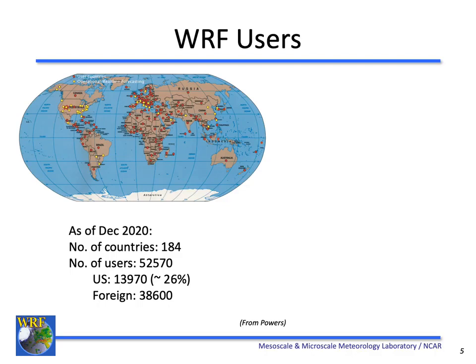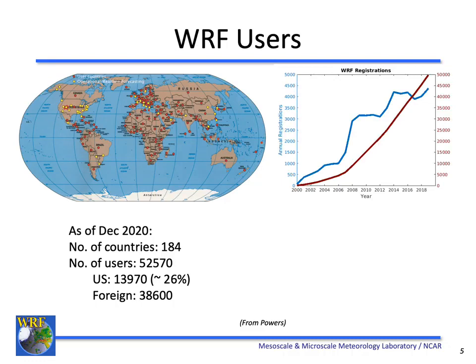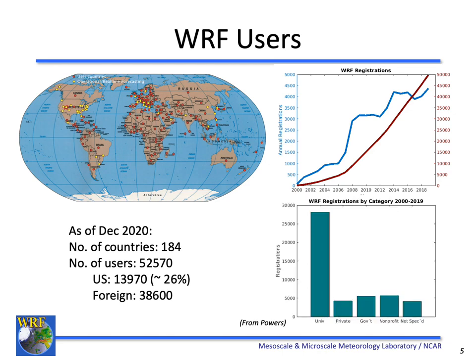As of the end of December 2020, we have WRF model users from 184 countries and nations, with a total number of users over 52,500. The US has the largest number of users at about 26% of the total. The number of new users has leveled off at about 4,000 each year in the last 5 to 6 years, as shown on this simple plot. And most of our users have university connections.